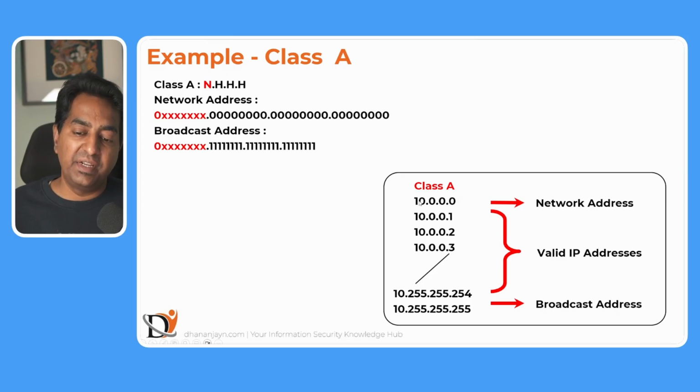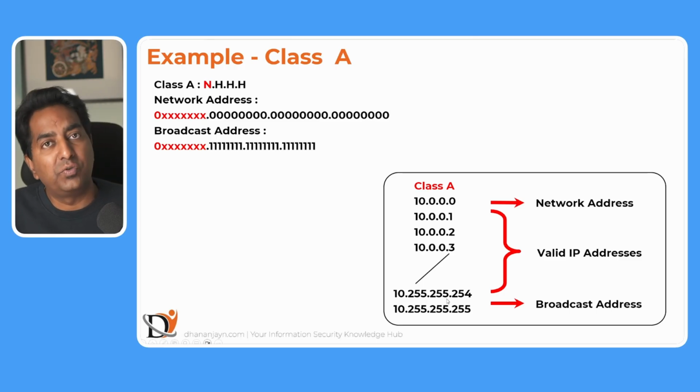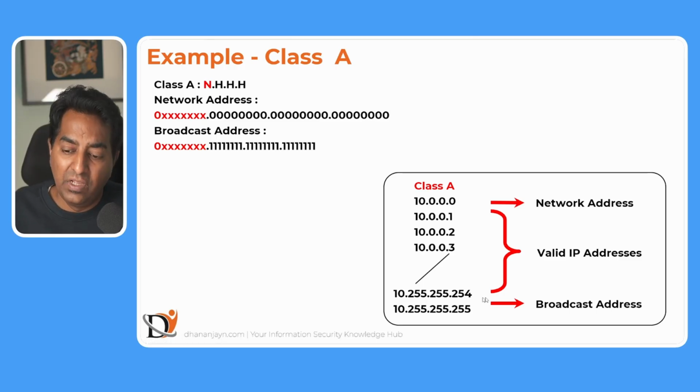So if I consider an IP starting with 10.something.something.something, the valid IPs would be 10.0.0.1 to 10.255.255.254. So we are going to get a huge number of IPs within this particular range.